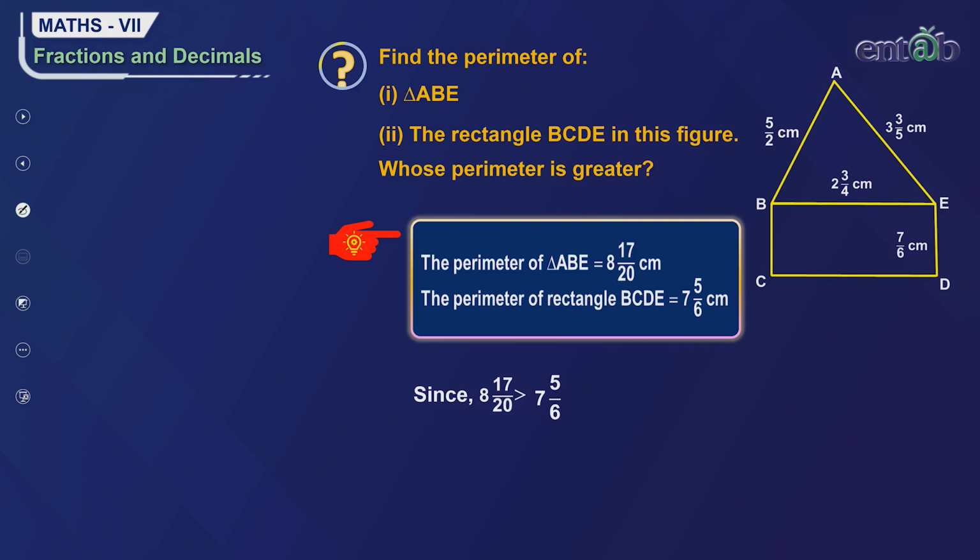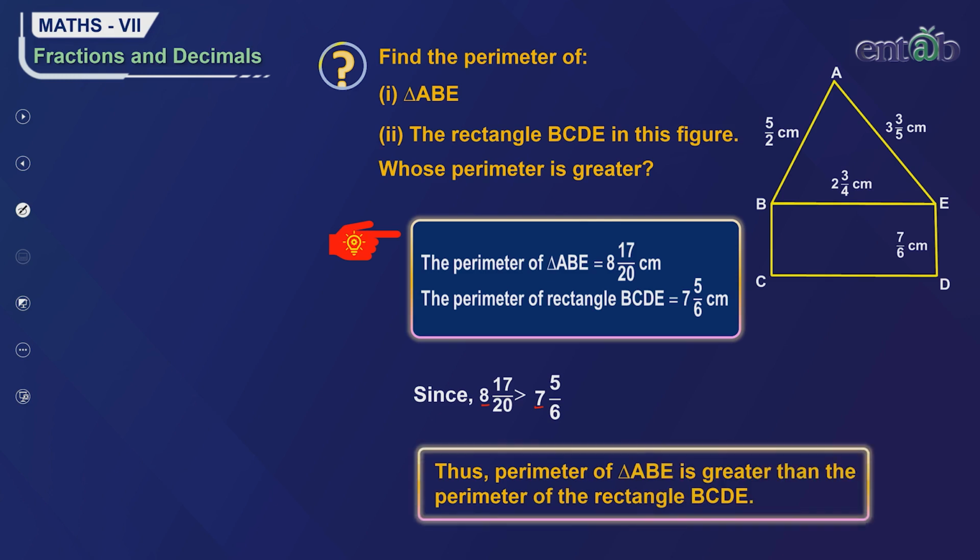Now, look at the whole number part. This is 8 and this is 7. Obviously, 8 is greater than 7. So, we can say that 8 17/20 is greater than 7 5/6. Thus, we can say that the perimeter of triangle ABE is greater than the perimeter of rectangle BCDE. I hope this was clear to you. Let's look at the next problem.